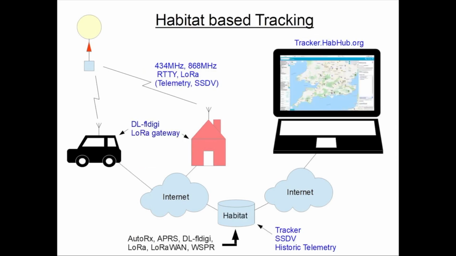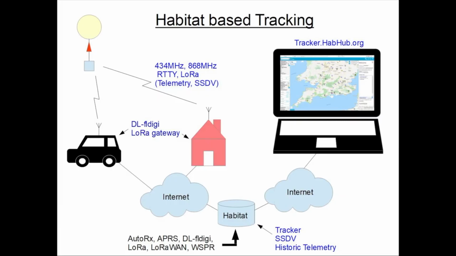In essence, the habitat tracking system isn't vastly different. We use different frequencies and different ways of getting the data there. But I think the key difference is we also use this sort of central database system, Habitat in our case, to store SSDV images and could do that for other data as well. So it's a central repository of both the telemetry for the tracking and SSDV pictures.